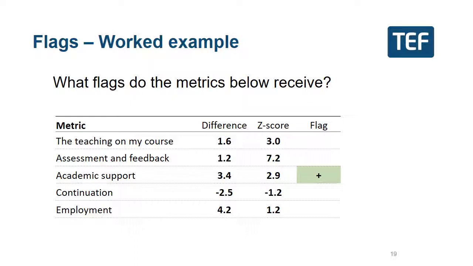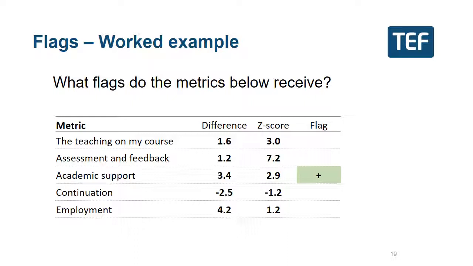But the low Z-score here means that we can't say that this difference is not just down to random chance. Although it's got a large difference above its benchmark, this difference isn't statistically significant. So of the two metrics that do have statistically significant differences, that's the first two, teaching on my course has the largest positive material difference, so that comes second. You might have noticed that assessment and feedback has a very large Z-score of 7.2, but remember that Z-scores above 3 don't really add any more confidence. There's virtually no difference in the confidence we have between the teaching and the assessment and feedback metrics in this case.